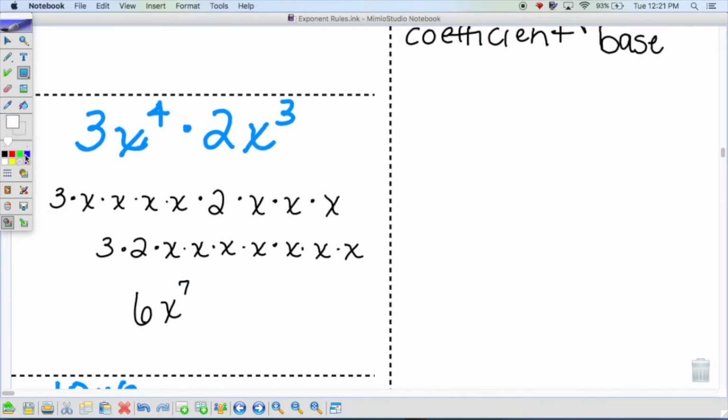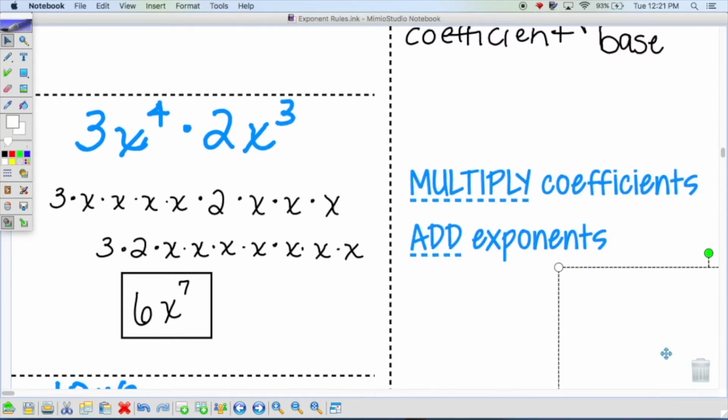Okay, that seems like a lot of work every time that we're going to multiply 2 things. So let's see if we can find a shortcut instead of writing it all out and counting. What is the shortcut that I did with the coefficients to get the 6? Well, I could multiply the coefficients. And what is the shortcut that I do with the exponents? Instead of writing them all out, do I multiply the exponents? No, I add the exponents.